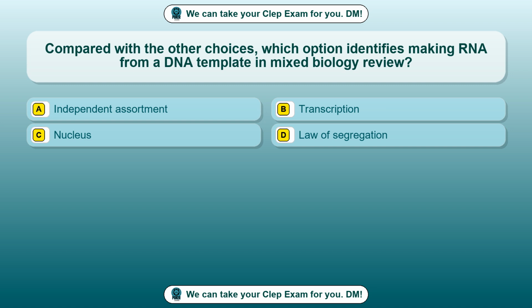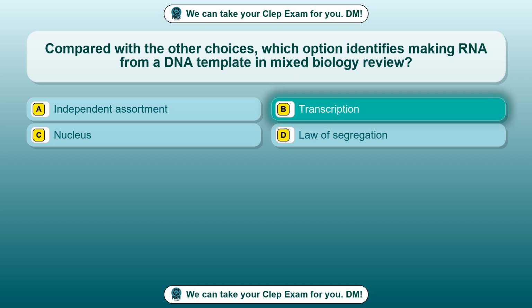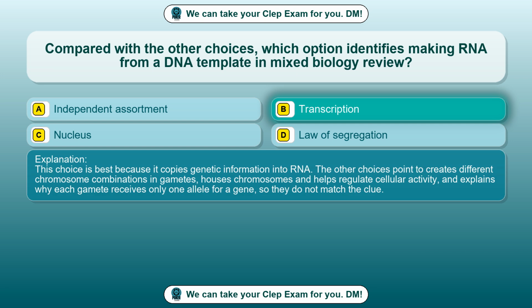Question 43. Compared with the other choices, which option identifies making RNA from a DNA template in mixed biology review? Option A, independent assortment. Option B, transcription. Option C, nucleus. Option D, law of segregation. The correct answer is option B, transcription. This choice is best because it copies genetic information into RNA. The other choices point to creates different chromosome combinations in gametes, houses chromosomes and helps regulate cellular activity, and explains why each gamete receives only one allele for a gene, so they do not match the clue.